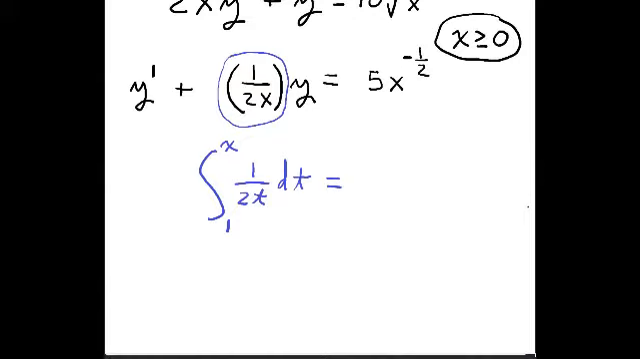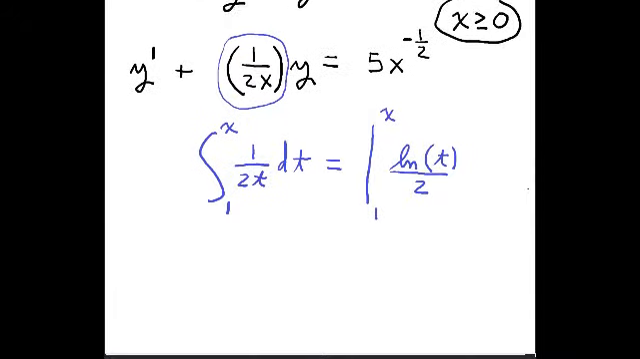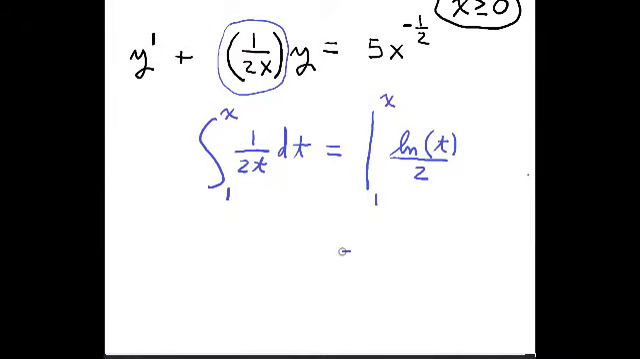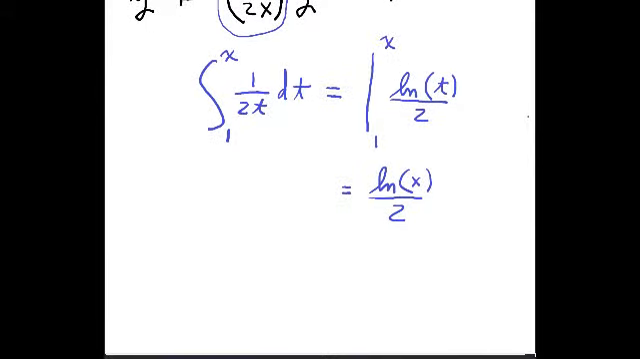If you integrate this by the fundamental theorem of calculus, you evaluate from 1 to x. An antiderivative of 1 over 2t is the natural logarithm of t divided by 2. If you evaluate that, we get just the natural logarithm of x divided by 2, which we can rewrite as the natural logarithm of x to the 1/2 power.